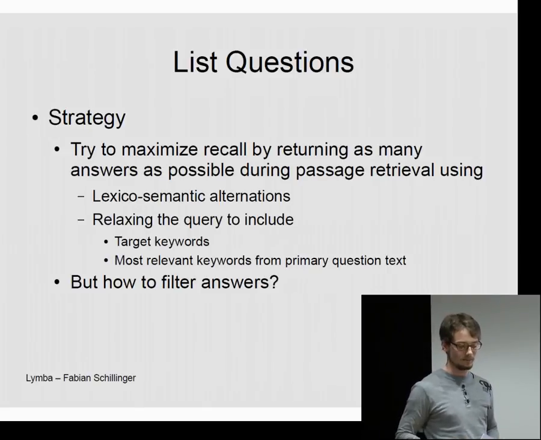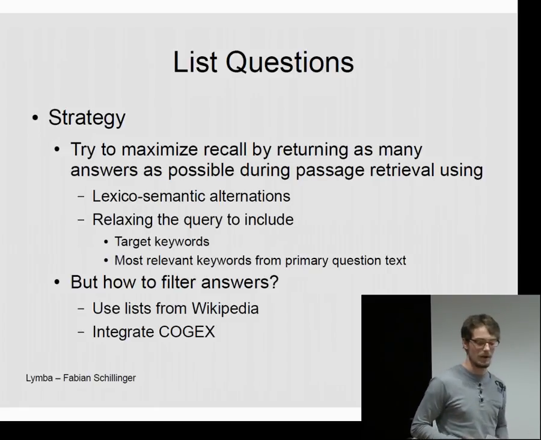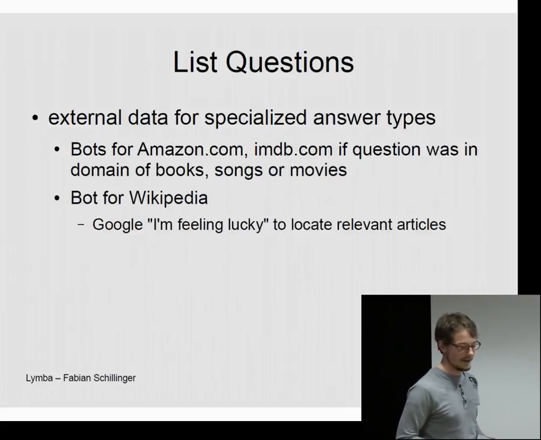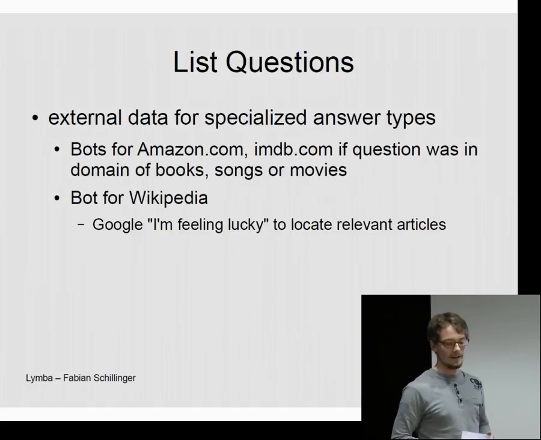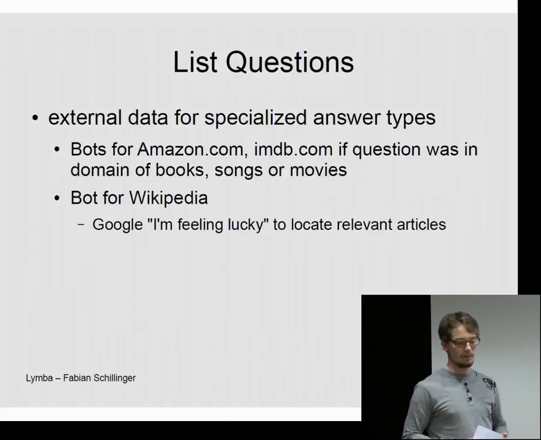So they used lists from Wikipedia, for example, discography of some artist or something like that, and integrated Kogex. And of course, they used external data for specialized answer types. They had bots for Amazon and IMDb when the question was in the domain of books, songs, or movies. And of course, a bot for Wikipedia. And they used this Google I'm Feeling Lucky to locate the relevant articles.